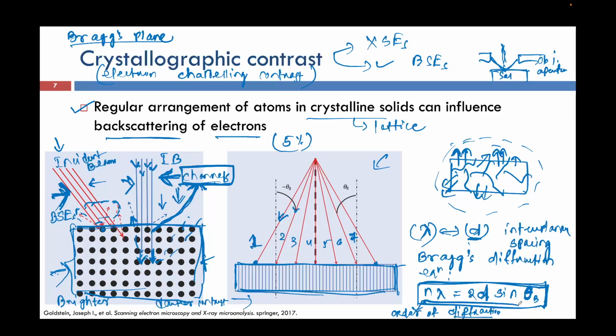So here, this lambda is the electron wavelength that I am taking. And the d that we are talking about is the distance between different planes, so the interplanar spacing. Since I am talking in terms of scattering now, I can put Bragg's diffraction equation here.